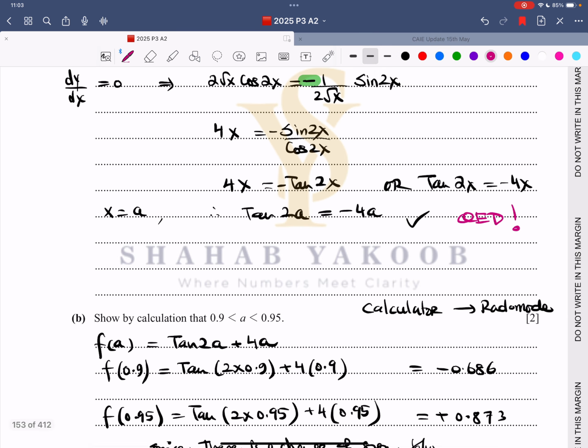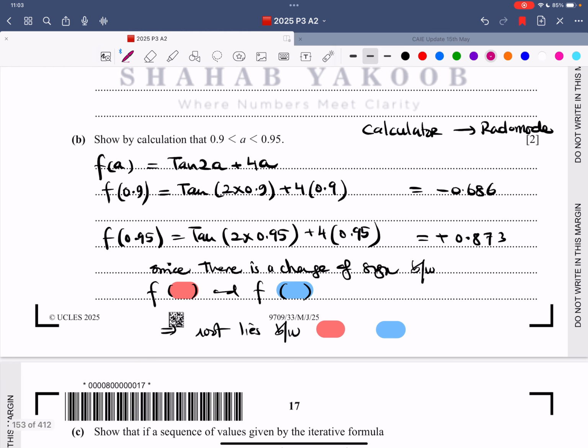This one is done. And now it says show by calculation that the root a lies between 0.9 and 0.95. Calculator in the radian mode, that is a must. And then we have this value which is 0.9 and we are getting it negative. When we plug in 0.95, we are getting it to be positive. Since there is a change of sign between 0.9 and 0.95, therefore the root lies between 0.9 and 0.95. That is the statement that you have to write, the change of sign method.